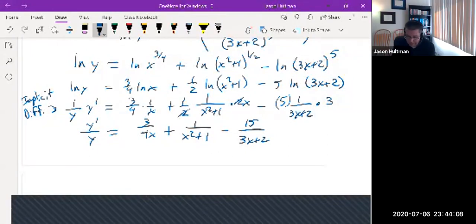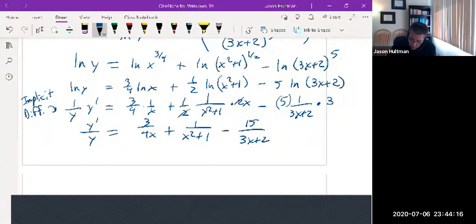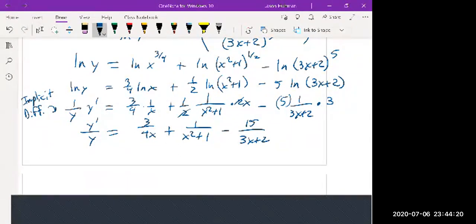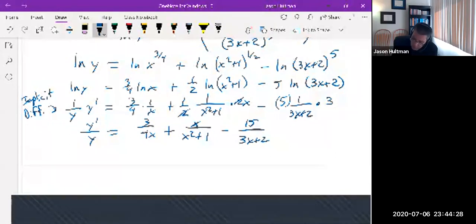And yeah, go ahead. Question? For the 1 over x squared plus 1, aren't you missing an x in the numerator? Oh, yes, thank you, I am. I dropped that. Thank you very much. So yeah, the x should be in the numerator.